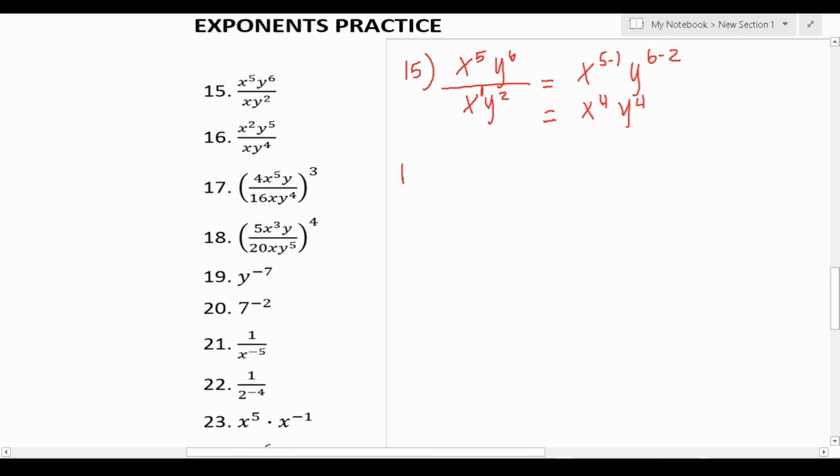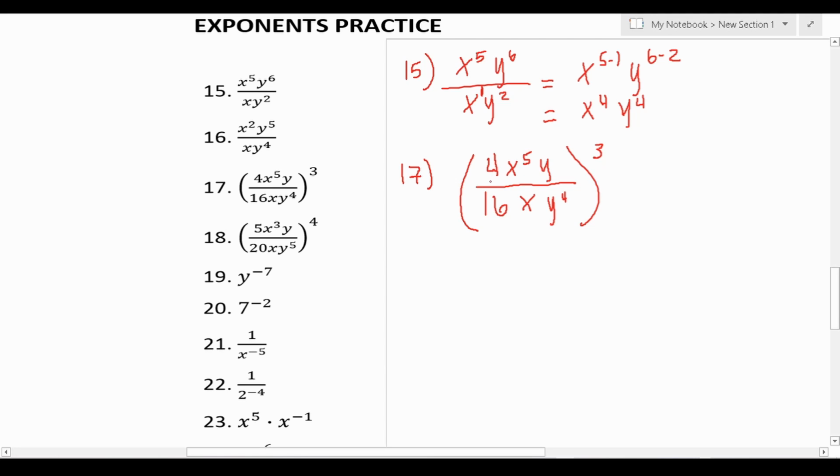Let's move on to 17. Let's go ahead and start by writing it down. This is going to be 4x to the 5th, y over 16x y to the 4th, all raised to the 3rd power. Okay, so clearly we can see that we're going to be applying the expanded power rule to apply this power of 3 via the power rule to everything inside parentheses.